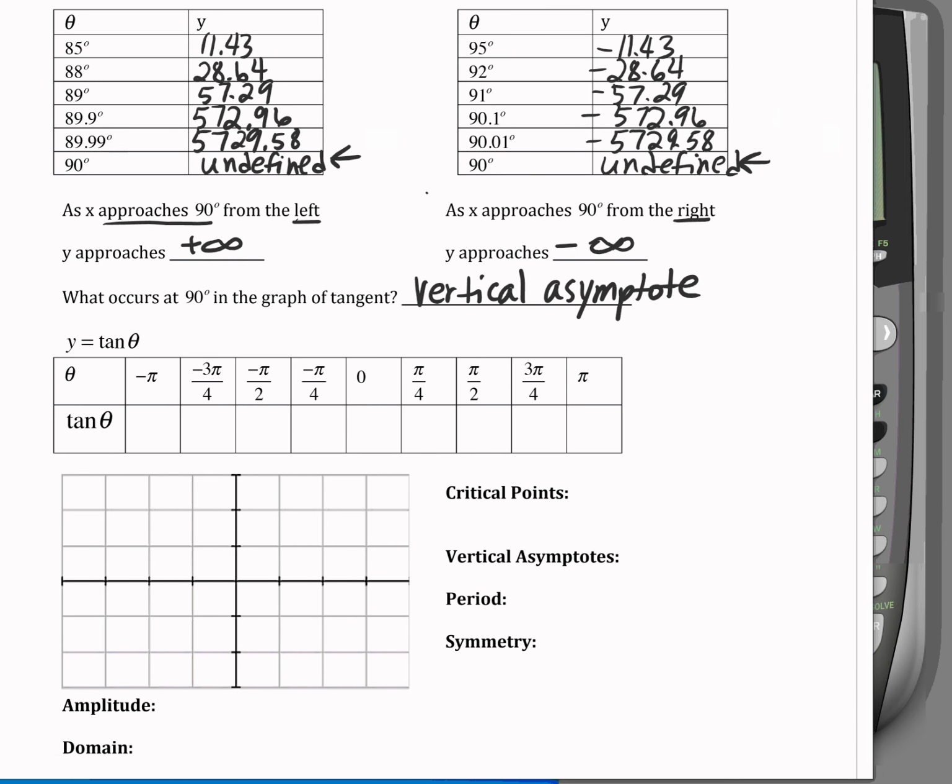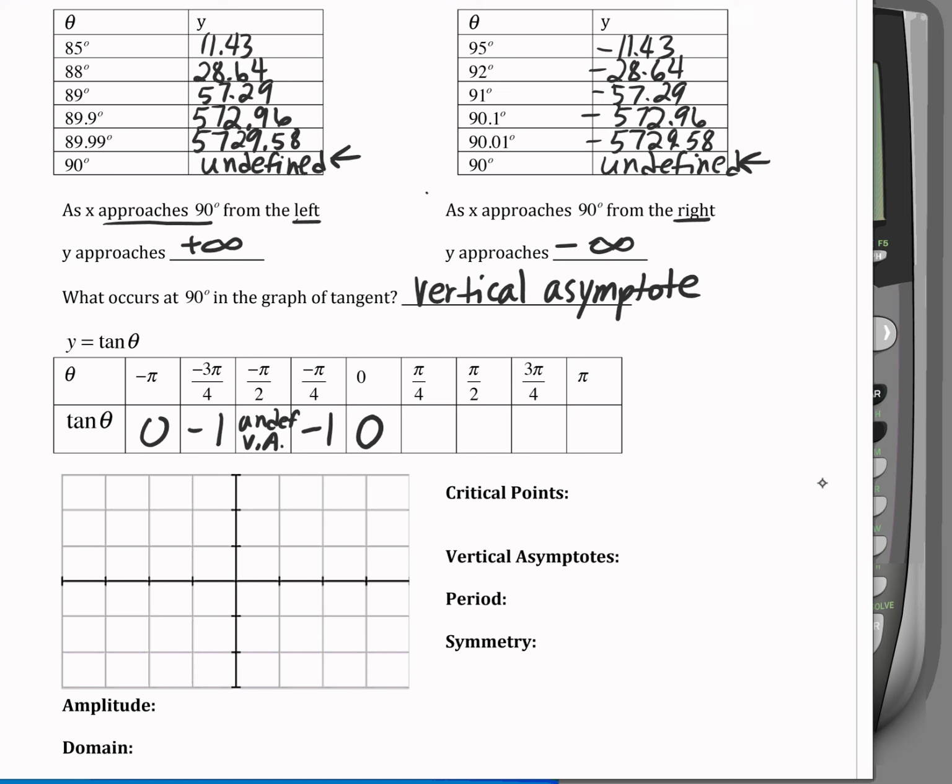You can use your unit circle for this, or your knowledge of the unit circle. So tangent of negative pi is 0. Tangent of negative 3 pi over 4 is negative 1. Negative pi over 2 is your undefined. Again, that's where we're going to have a vertical asymptote. Tangent of negative pi over 4 is negative 1. Tangent of 0 is 0.